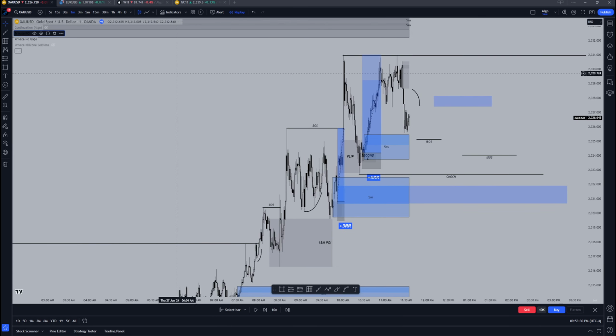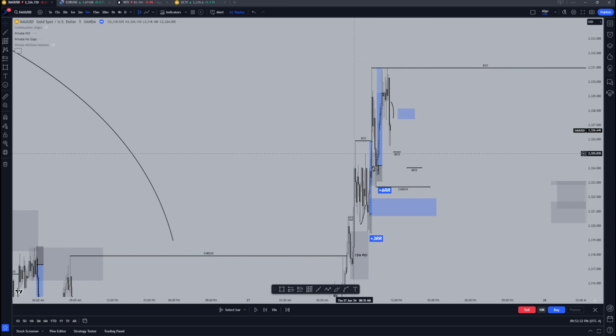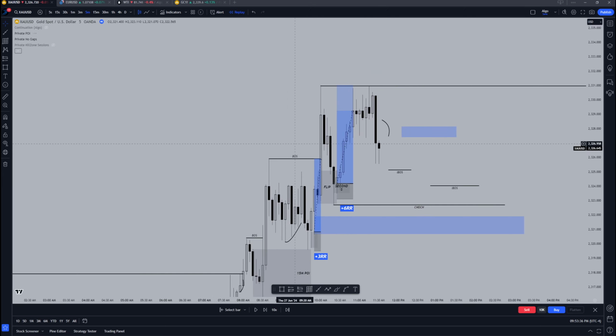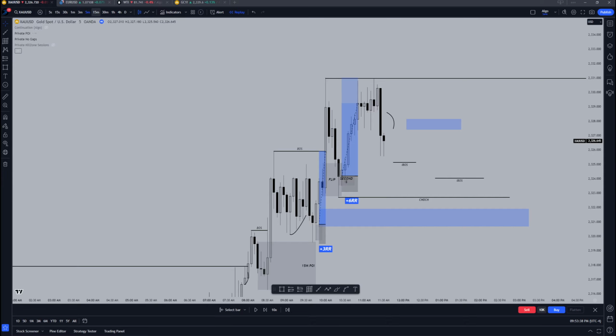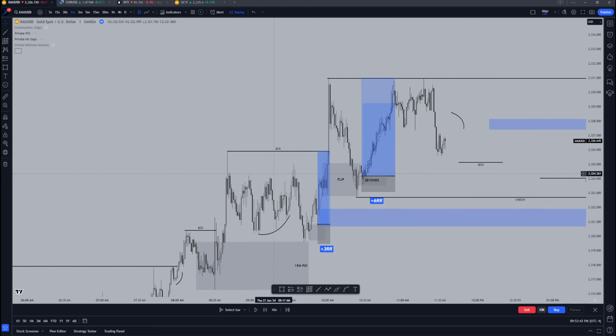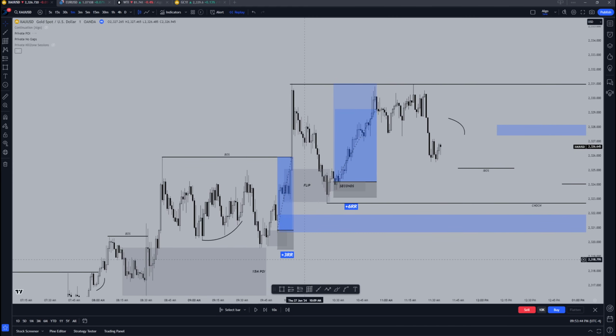We took out the high, we made a new high, so then this would be, you can see, a 5-minute break of structure. Now, for my external structure, like I told you guys, I usually try to mark them on the 5-minute or 15-minute. I don't really mark them too much on the 1-minute. You can, but it will be a little bit more messy.